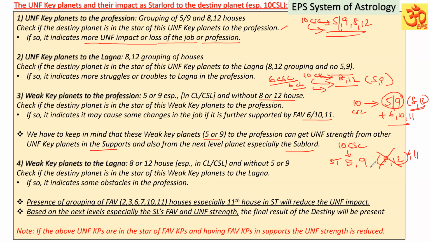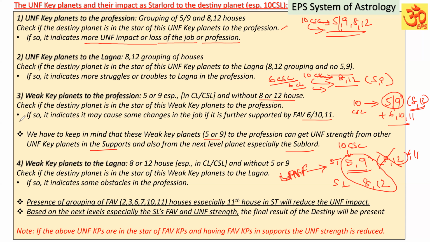Now, 5 and 9 only, weak only, but if this weak planet in the sublord has the 8th house and 12th house, this will form the unfavorable grouping. Similarly, the 5 and 9 houses can get some unfavorable impact of unfavorable key planets through the support. Suppose an unfavorable key planet is there in supports.